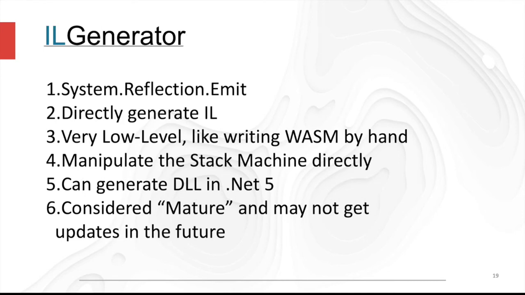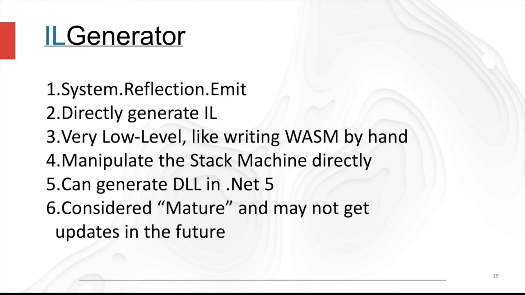So this took me to ILGenerator, and this is all through the namespace System.Reflection.Emit. It allows me to directly generate that intermediate language code. This is really low-level stuff. It's like writing WebAssembly by hand, if you had to, and you can do this. There are a couple of websites where you can write WebAssembly, or at least the text version of WebAssembly, and it'll compile and run it for you. It's very low level. You're manipulating that stack machine directly, but it can generate a .NET DLL even in .NET 5.